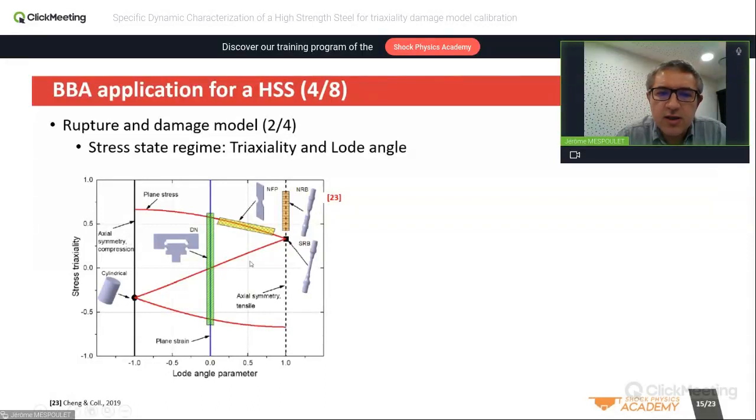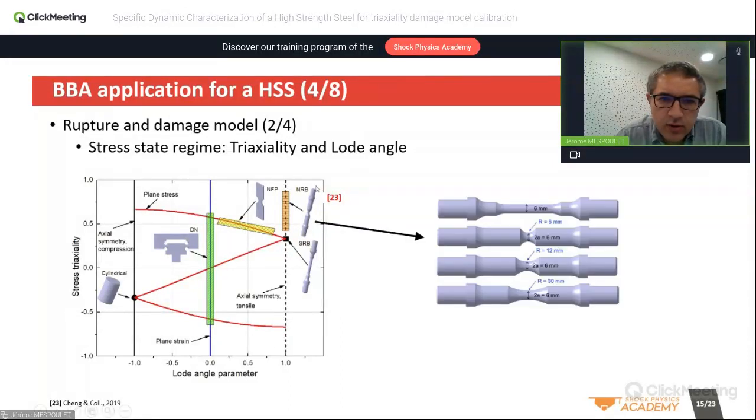You only need some kind of test. But if you need the whole behavior in all the states in terms of load angle and triaxiality, it means that you have to make various kinds of tests in all the regions to ensure correlation of the model.